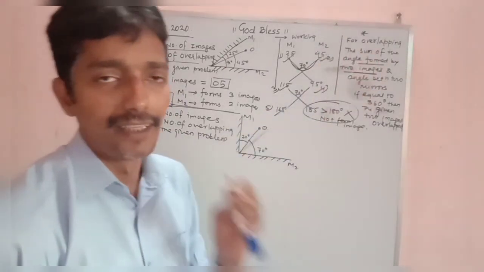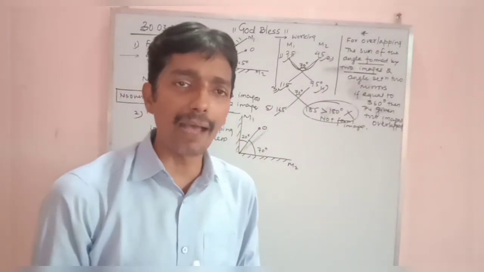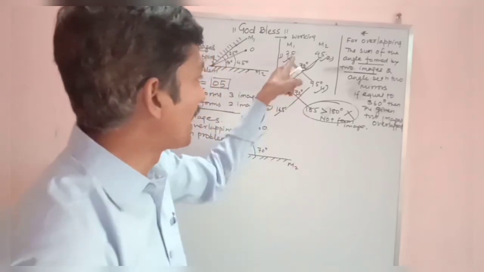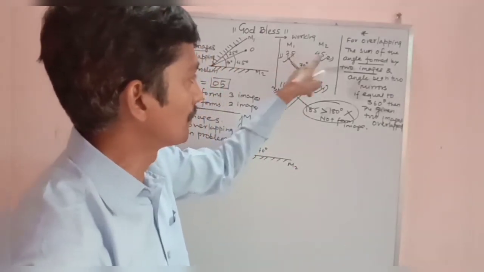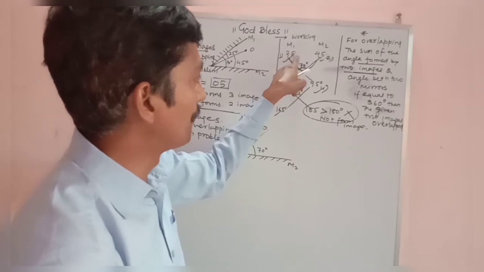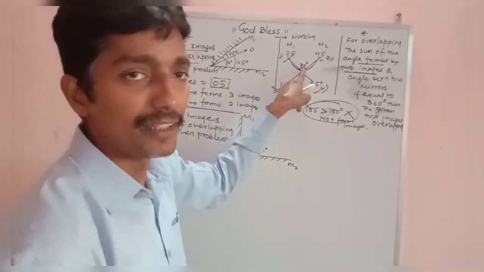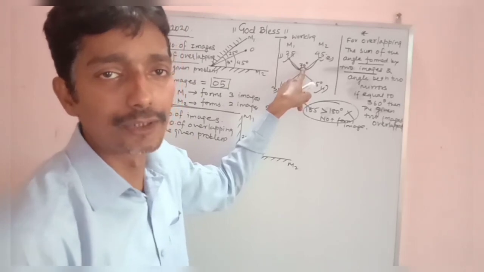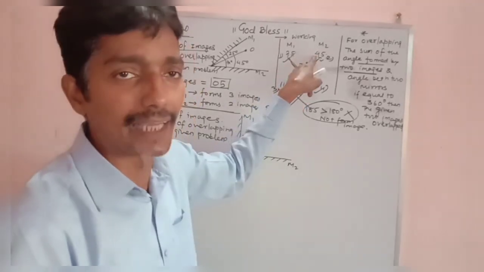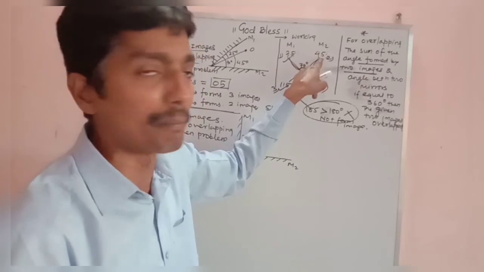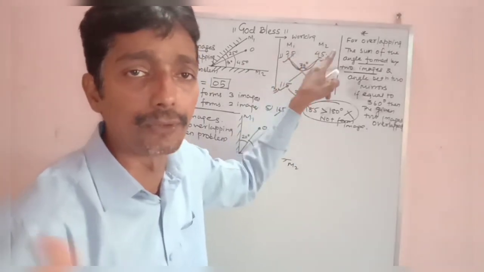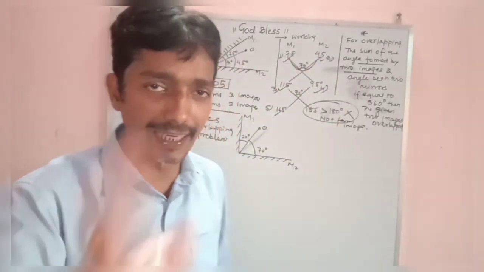Please take care. So when the images will overlap, when the angle of the two images, either you can take 25, 45, add this, it becomes 70, and these 70 together become 140. So this 25 and 45, the image formed at 25 and the image formed at 45 by mirror M1 and M2, they don't overlap. Look at the next step.